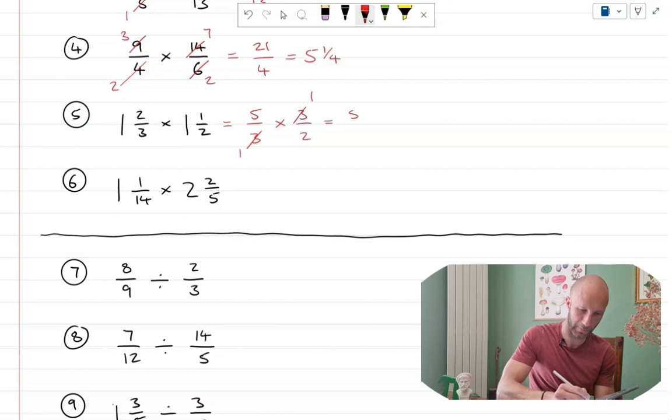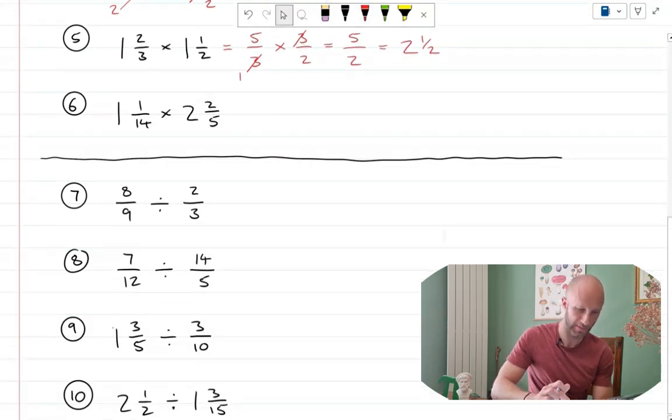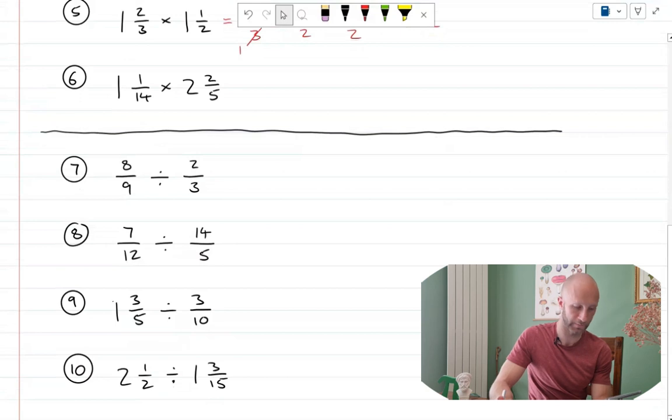And then top times top, 5 times 1, and bottom times bottom, 1 times 2. So we get 5 over 2. And then convert: 2 into 5 goes twice, with 1 left over. Keep the denominator the same. And then last one on multiplication before we go on to division.